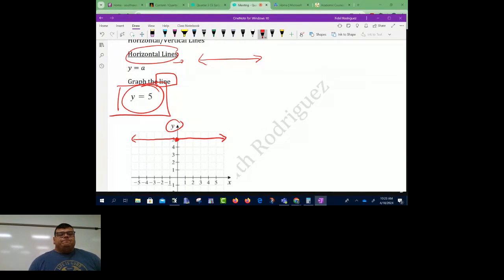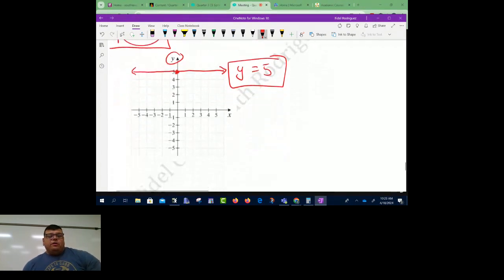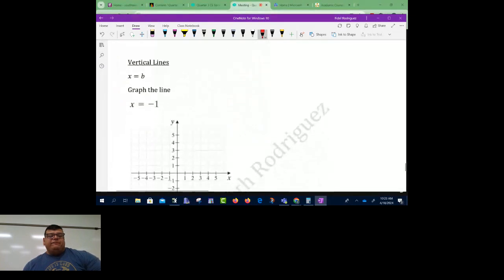There's our line. This right here, y'all, is the equation of the line y equals 5. That's what the line looks like. It's a horizontal line crossing at y equals 5. Now, y'all, the next thing we have: what about vertical lines?